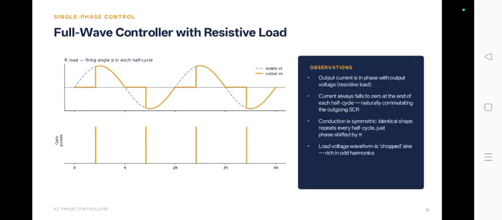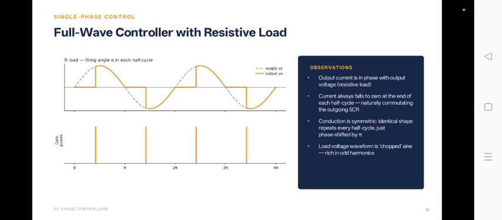Next one is the full wave controller with resistive load. Here the dotted line is the supply, and the straight line is the output V0. Here the output current is in phase with the output voltage.